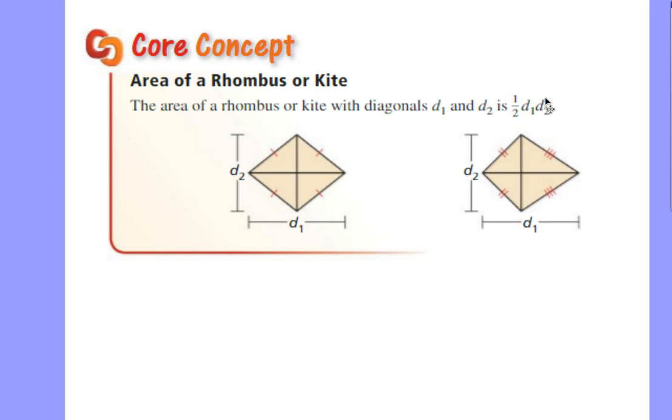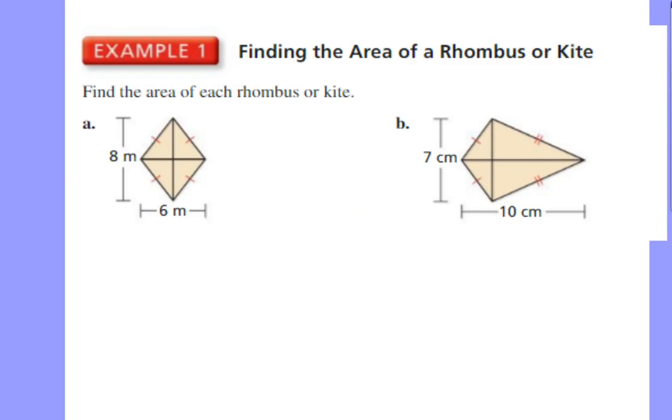Now, we're going to stay very basic in this example. Keep in mind, there could be a lot of other different techniques and scenarios that may come up and be used to find some lengths of the diagonals and so on and so forth. Let's take a look at a couple basic examples. Find the area of each rhombus or kite.